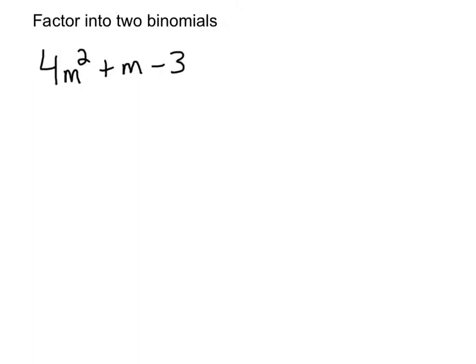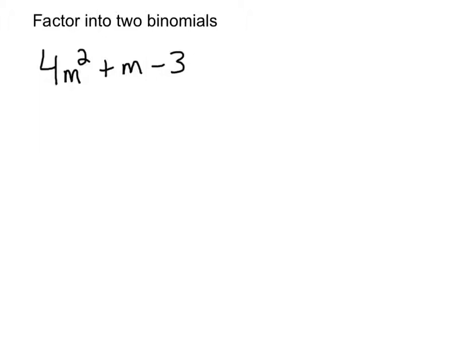Okay, we're looking at factoring this binomial, and this is a little bit more complicated when a is something other than 1. And so we're looking specifically at this one. With the binomial, we're looking at a two-part expression times a two-part expression. We'll kind of get to that in just a little bit.